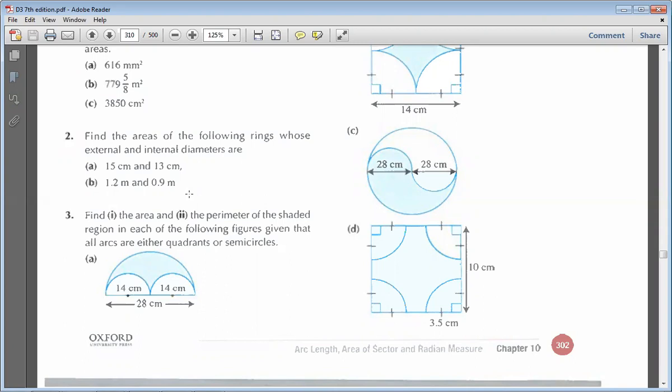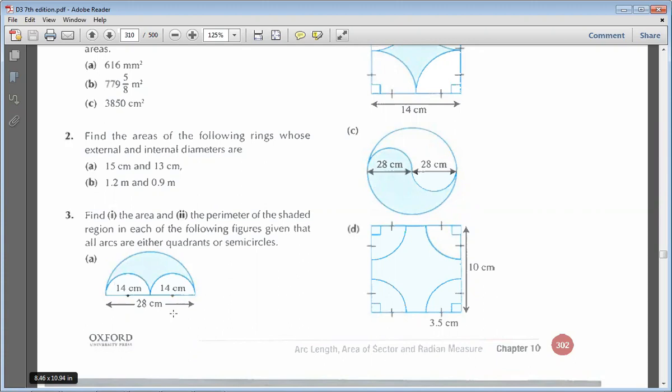Question number 3, find the area. There are two questions he's asking you. Find the area, that's the first question, and the perimeter of the shaded region in each of the following figures. Given that all arcs are either quadrants or semicircles. Here you have a big semicircle whose radius is 14, and here you have two small semicircles whose radii are 7 centimeter.